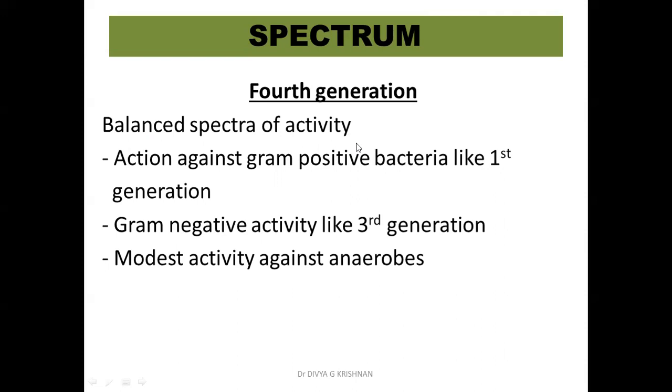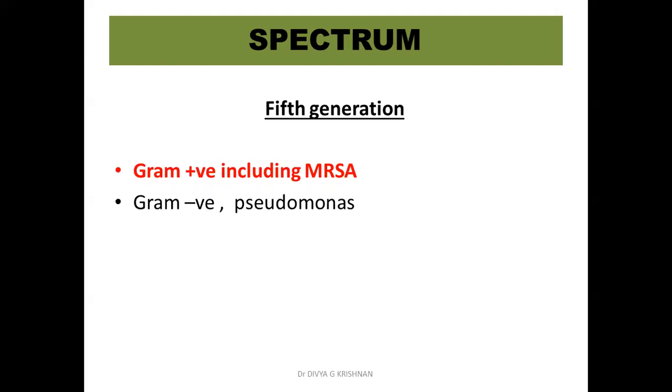That is, they are having activity both against the gram-positive bacteria, just like the first generation, and they are also active against the gram-negative, just like the third generation. Some of them are having some activity against anaerobes also. The fifth generation, you can see it is active on gram-positive, including the MRSA. So it is only the fifth generation cephalosporins which are active on the MRSA. They are active on the gram-negative also, as well as the Pseudomonas. Okay, so this fifth generation has a very high coverage. It is covering almost all the bacteria.